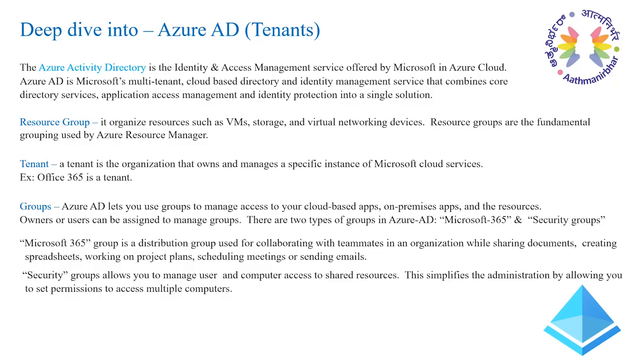So what is an Office 365 group? It is a distribution group used for collaborating with the teammates in an organization while sharing documents, creating spreadsheets, working on project plans, scheduling meetings, or sending emails. So if you have an Office, that is a Microsoft 365 account, you'll be able to interact with anyone in your organization. Similarly, you people have come across Skype, right?